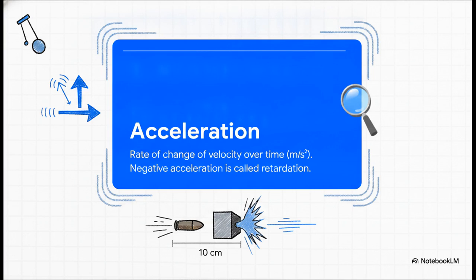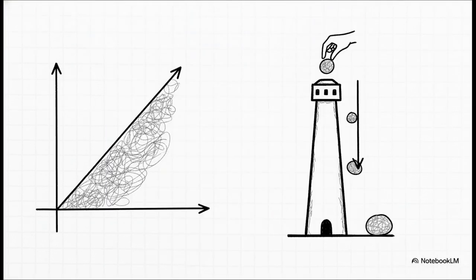It's called retardation. To put that into perspective, imagine a bullet moving at 20 meters per second. If it hits a target and completely stops after penetrating just 10 centimeters, that target has caused extreme retardation on the bullet.